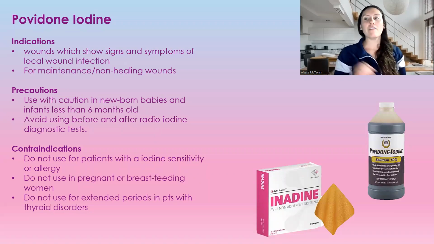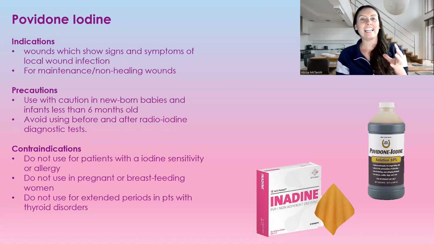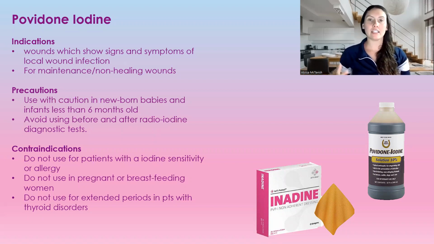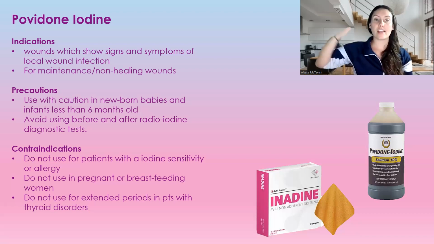Okay, so next we have povidone iodine. So indications for use, once again: wounds with signs and symptoms of infection, or if it's a maintenance wound, or a non-healing wound where we're trying to keep it dry and intact, or if we have a thick eschar scab on it, and say they have diabetes, we do not want that going anywhere because then it creates a higher risk of infection. So we'll just put povidone iodine over top to keep it nice and dry and intact.